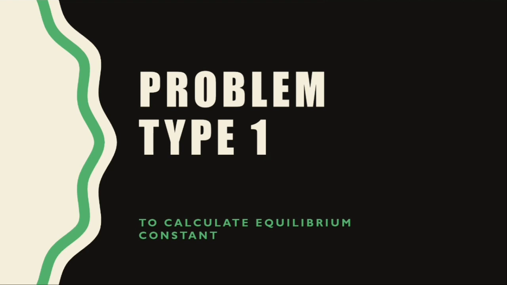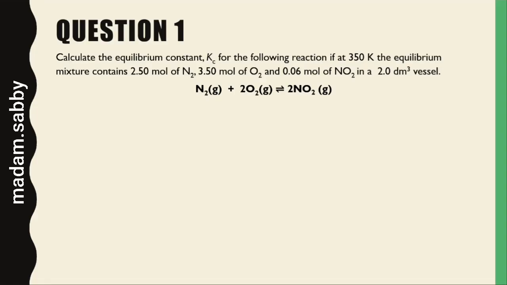This one is just a simple problem where you can simply substitute the given quantities to solve for your Kc or Kp values. So let's look at question 1. You have to calculate the equilibrium constant for the following reaction at 350 Kelvin. They give you the initial moles for nitrogen, oxygen, and NO2. To calculate Kc, you need the concentrations of all of these gases. To calculate concentration from the given moles is simply moles divided by volume.